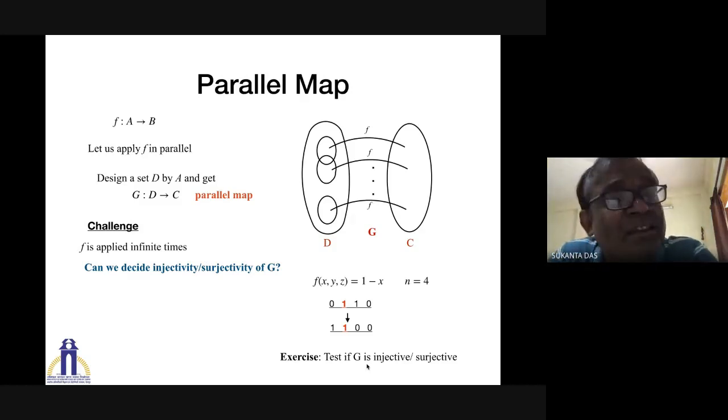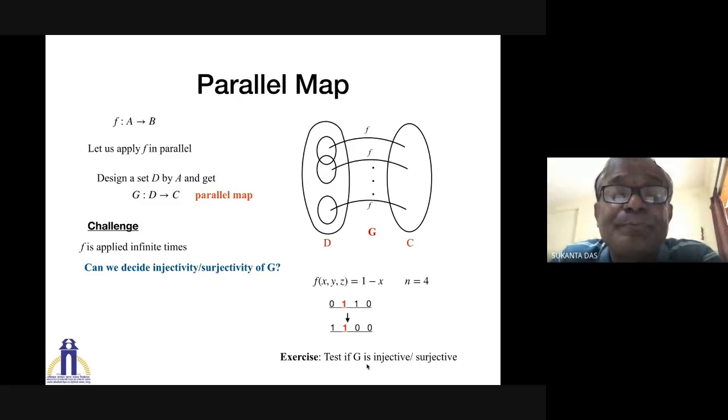When we deal with parallel computing, parallel processing, etc., normally we don't deal with the infinite case. So always F is applied a finite number of times. If it is applied a finite number of times, it is always decidable. You can always decide. Maybe you need more time, but you can decide it. But the theoretical challenge is, if it is infinite, can you decide?